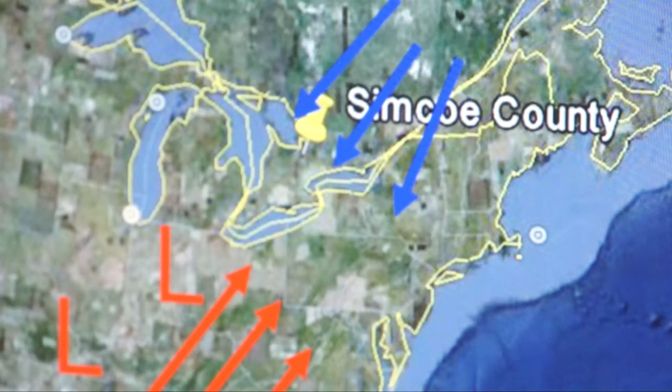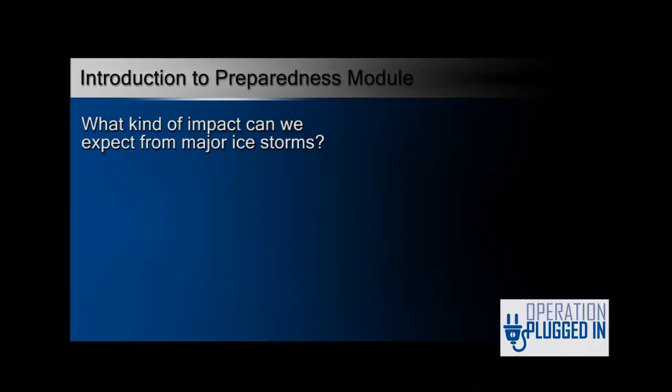The other thing to mention too is that, as we can see where the yellow push pin is, Simcoe County is in an area where these types of freezing rain events and ice storms can occur. For the most part, the most favored areas for freezing rain tend to be the Ottawa Valley and southern Quebec. But every once in a while we do get these more intense systems set up, and Simcoe County can be affected as well.